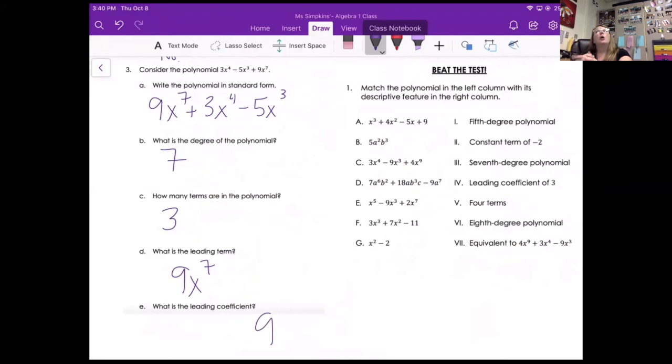Okay, so let me give you some advice. I would read these statements on the right-hand side of the beat the test to match them with the statements on the left.